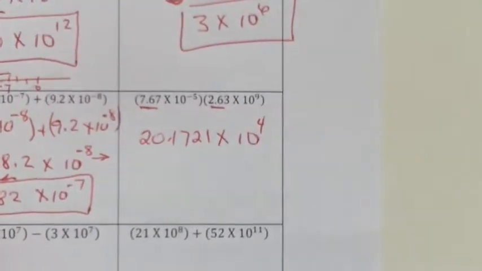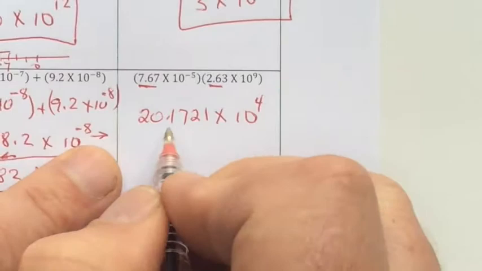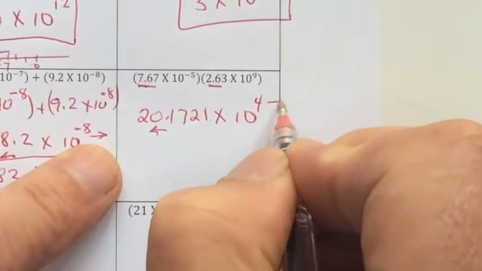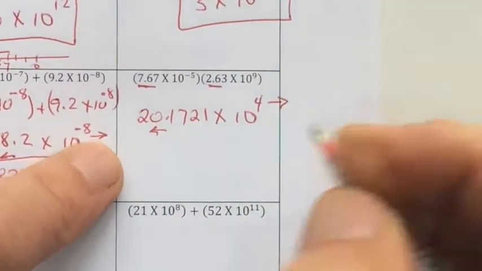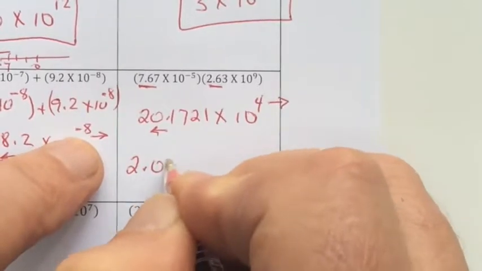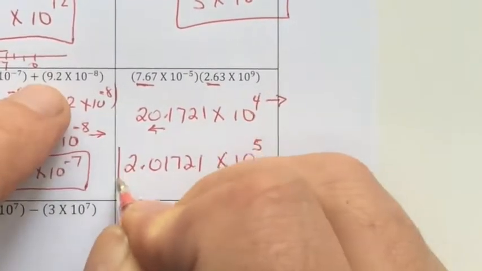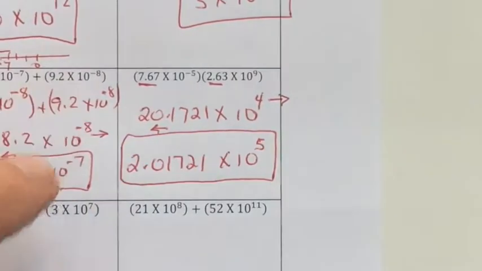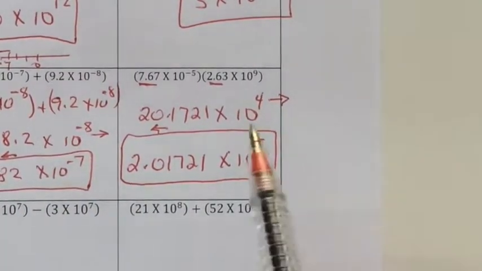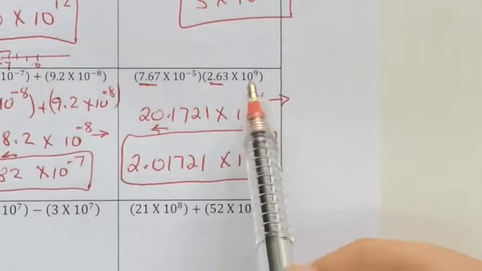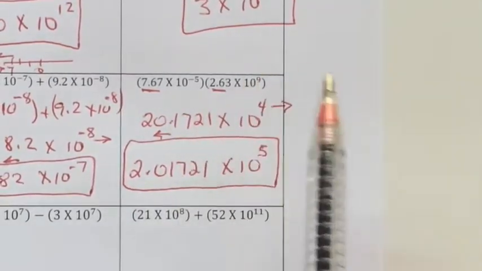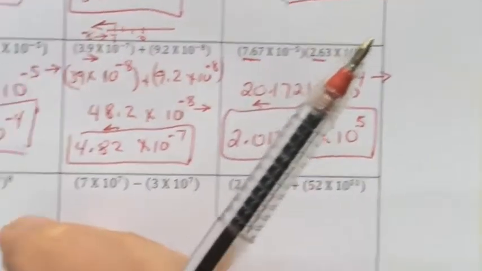And now all we have to do is fix it, which is why we should be good at fixing, hopefully. 1 that way, that means the 4 is going to become a 5. So it's 2.01721 times 10 to the 5. Okay, you'll have to show me these in-between steps. I just don't want a bunch of answers. I want to see these in-between steps.